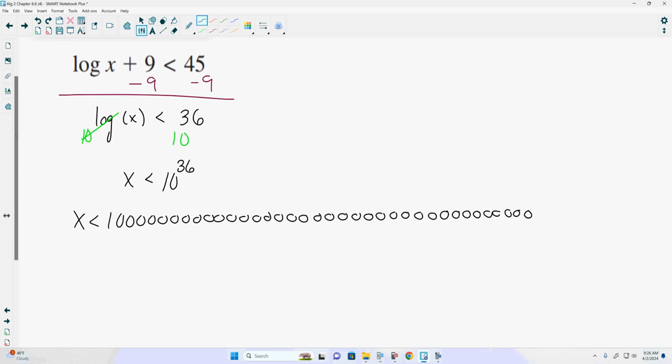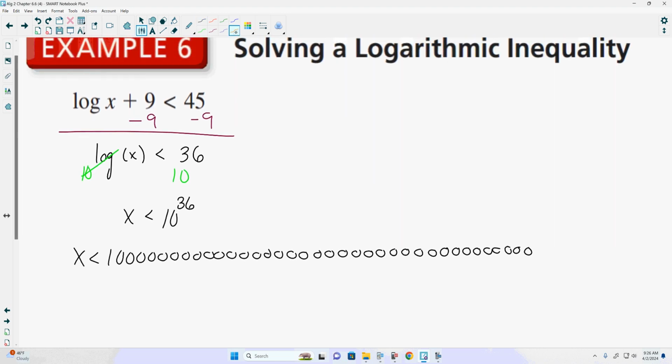Now again, we didn't do the restriction. Now we also said what's inside the log has to be greater than 0 because it's just x. Well, x is indeed less than this 10 to the 36, so we would have to add it on, giving us this here as our answer. Does that make sense? Or this here.